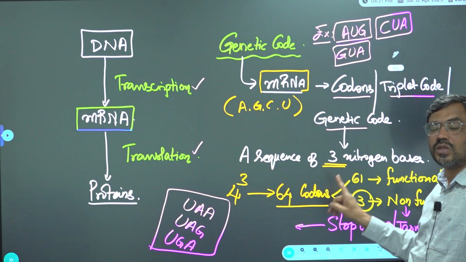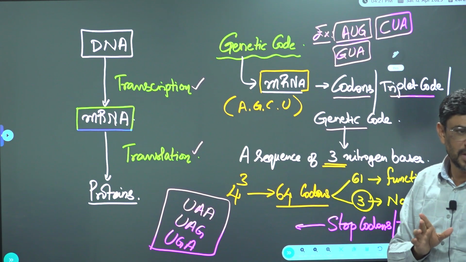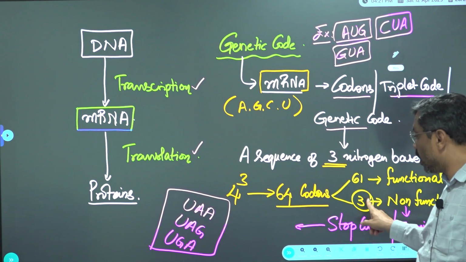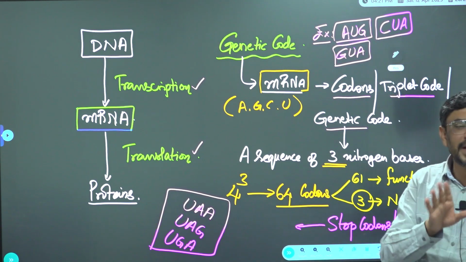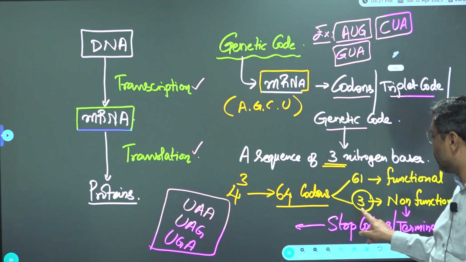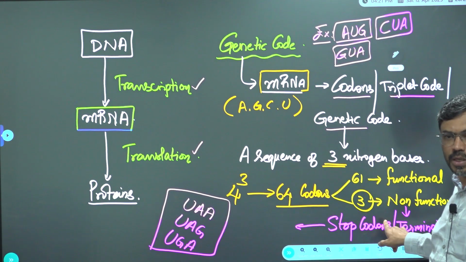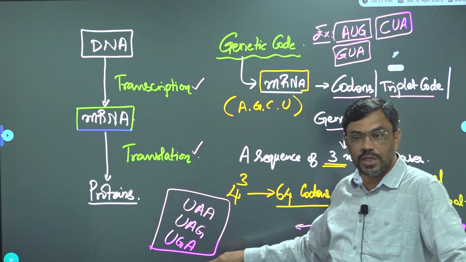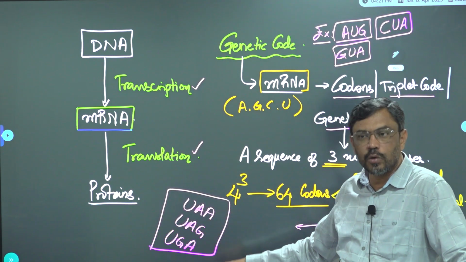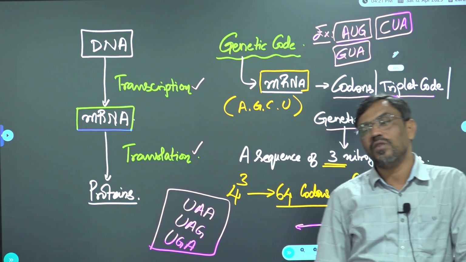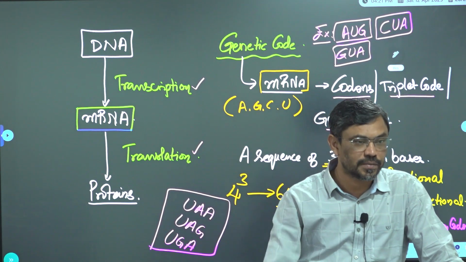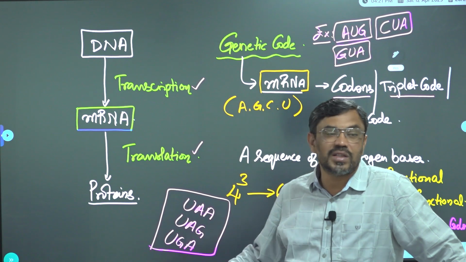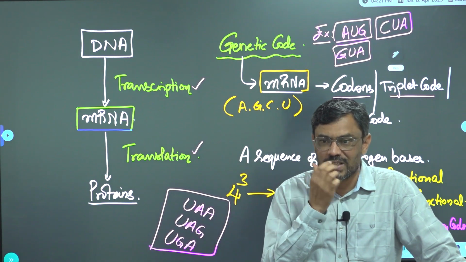Among these 64, 61 codons are functional. That means they carry the information for protein synthesis. The remaining 3 codons do not carry any information, and these codons are called stop codons or termination codons. And these codons include UAA, UAG, UGA. You have to learn this by heart. You will get a question like this: which of the following combinations represents stop codons, or termination codons? Or these are also called nonsense codons.